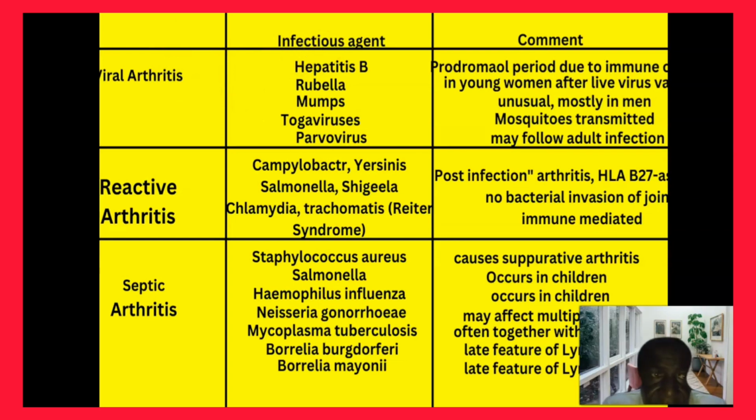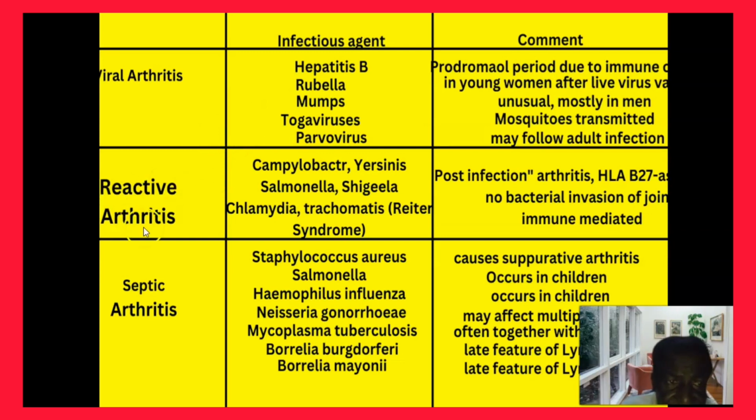And this shows infectious arthritis. Infectious arthritis, you have the 3 grades. You have the viral arthritis, the reactive arthritis, and the septic arthritis. The viral arthritis is where you find viruses like hepatitis B, rubella, mumps, and parvovirus, displaying serious arthritis, problem, swollen joints.